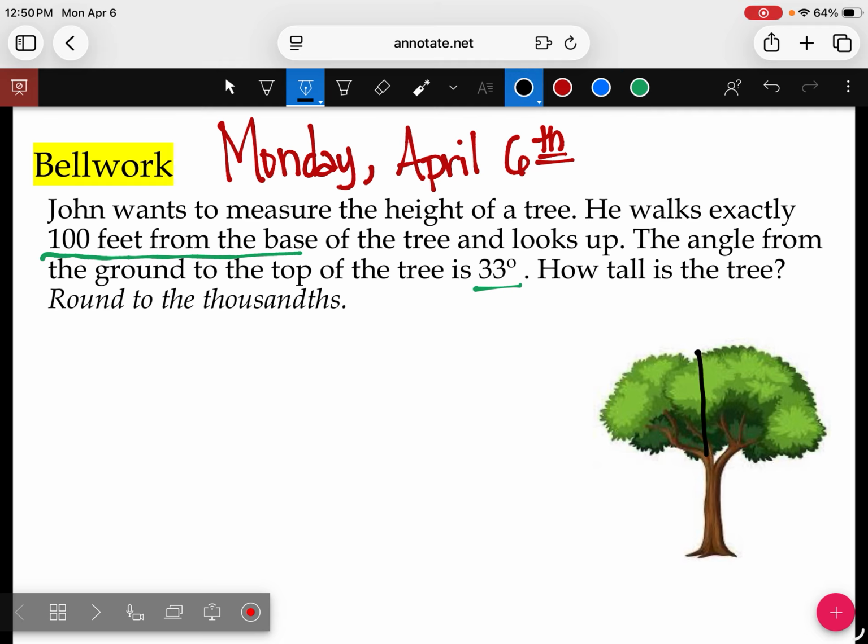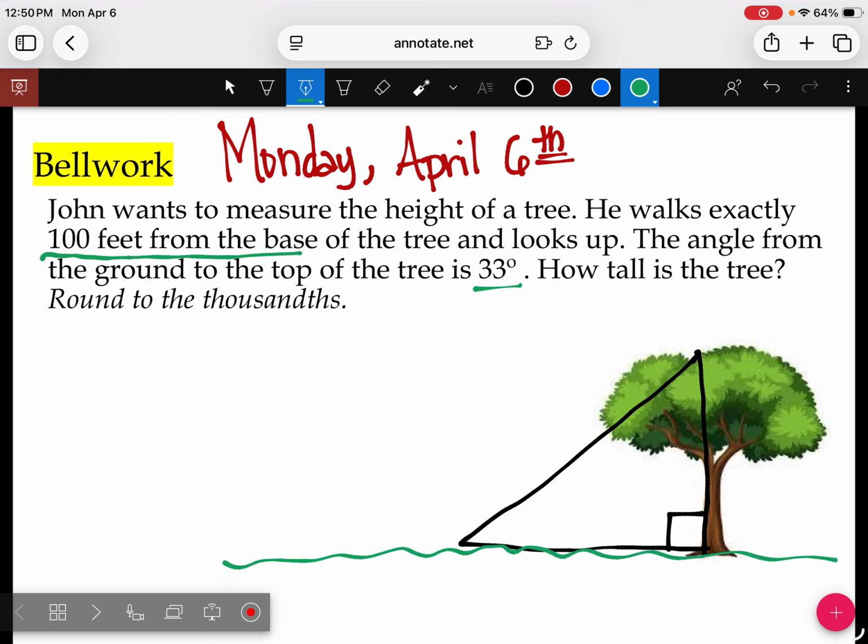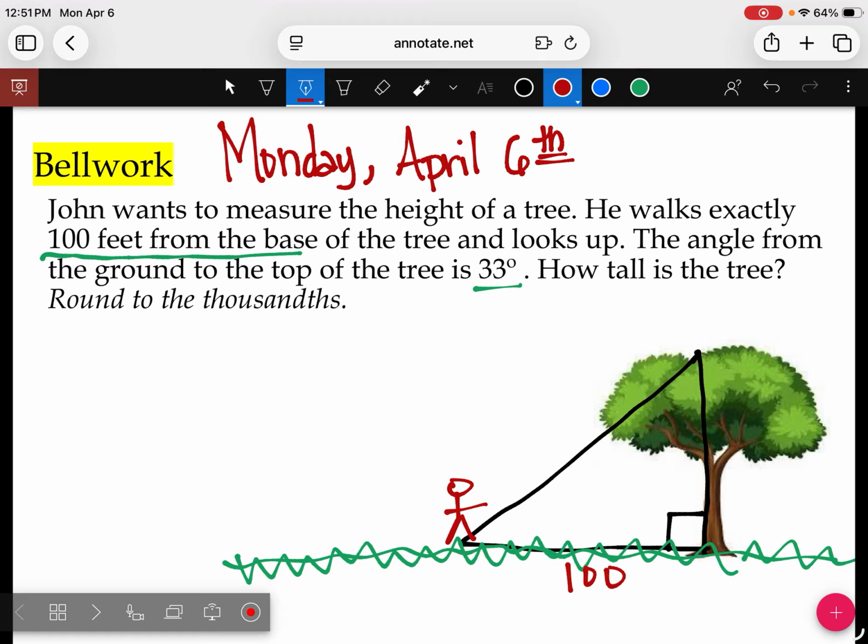All right, so we have our triangle. And it says the angle, so the ground is down here, right? This is where my grass is. Okay, so that's the ground. So it says 100 feet from the base. So John is right here. He's 100 feet away. The angle with the ground is 33. And we're trying to find the height, which is x.